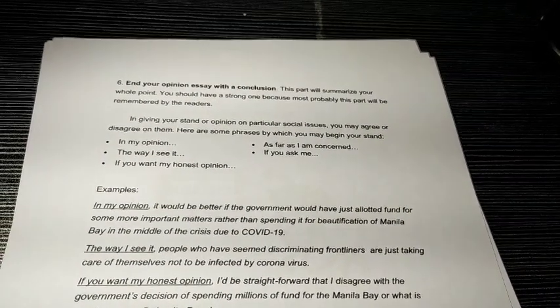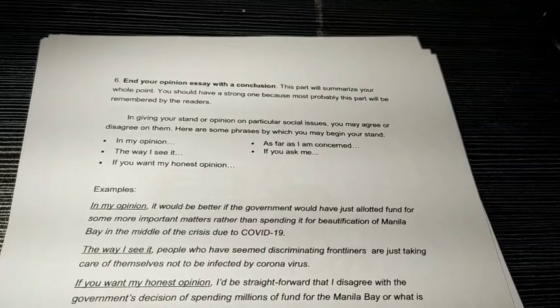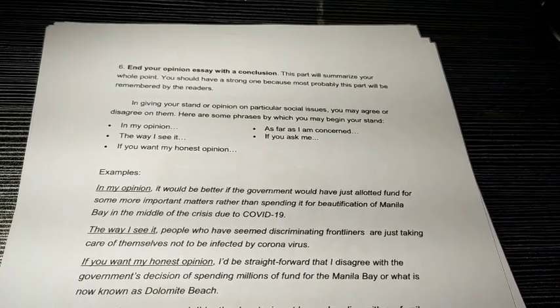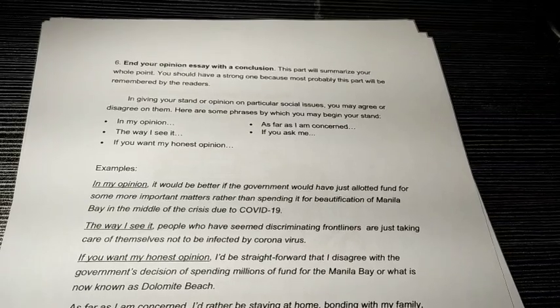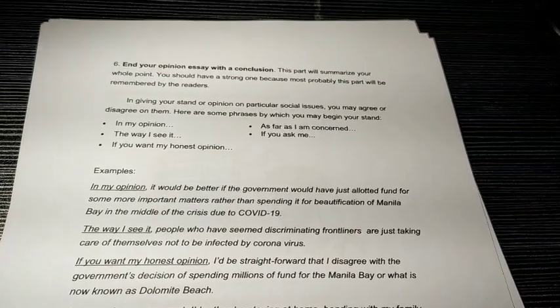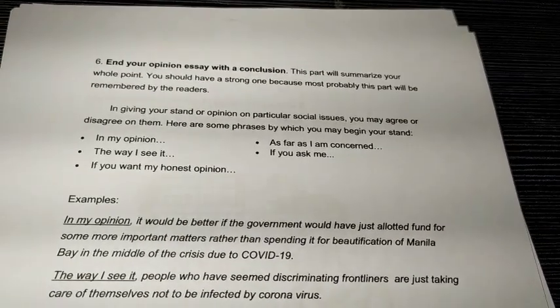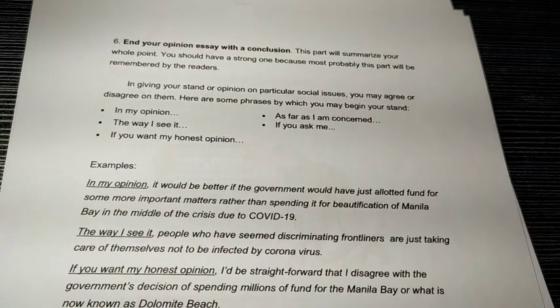You should have a strong one because most probably this part will be remembered by the readers, because what is stated last will be the most fresh part of your text, because it is the recent words being read by your readers. In giving your stand or opinions on particular social issues, you may agree or disagree on them. Here are some phrases by which you may begin your stand.